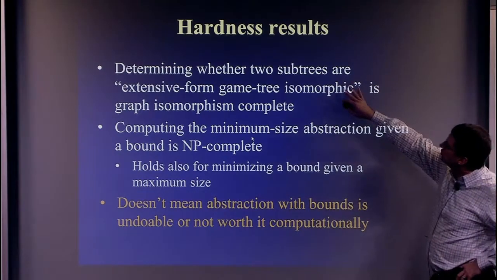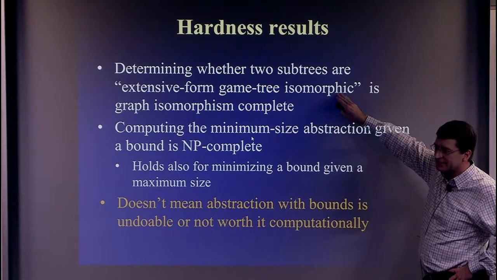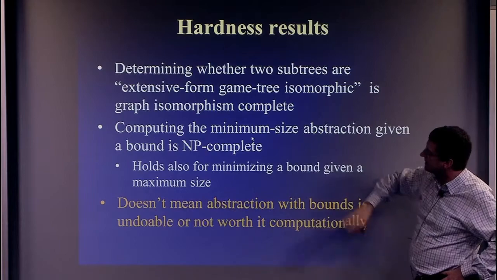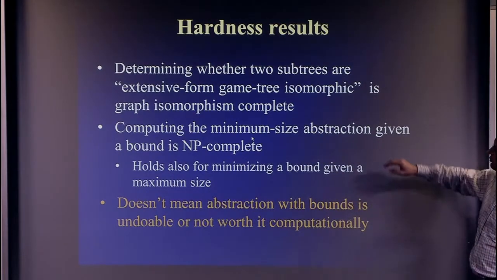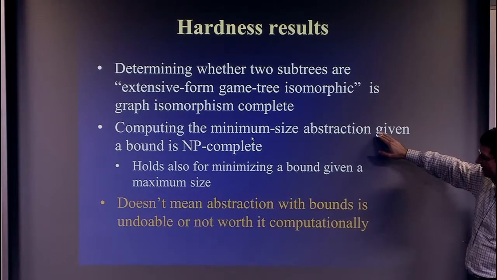Determining whether two subtrees are what's called extensive form game tree isomorphic, which is a subroutine used in the abstraction algorithms, is graph isomorphism complete? And computing the minimum size abstraction given a bound that you allow is NP complete.